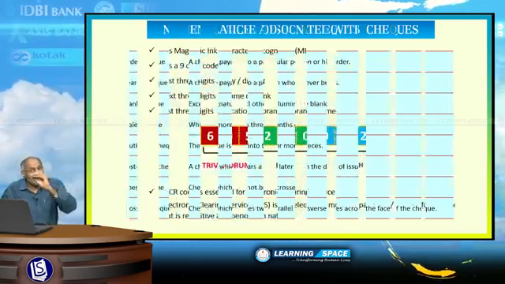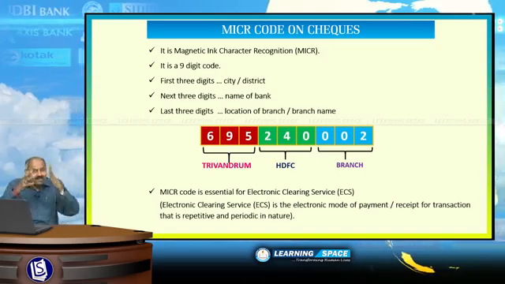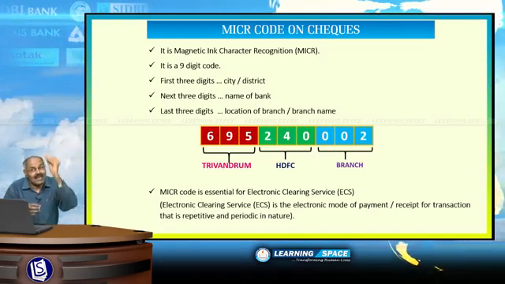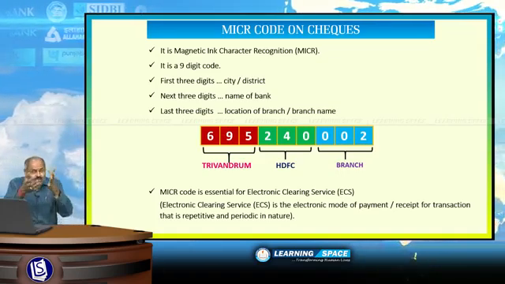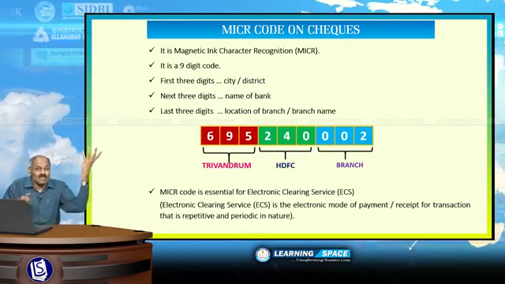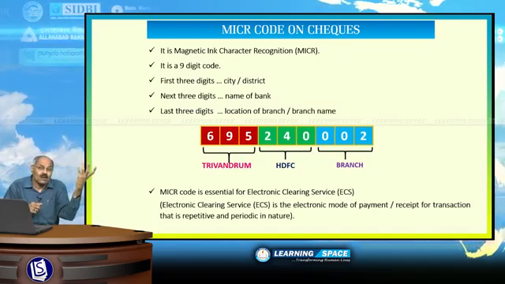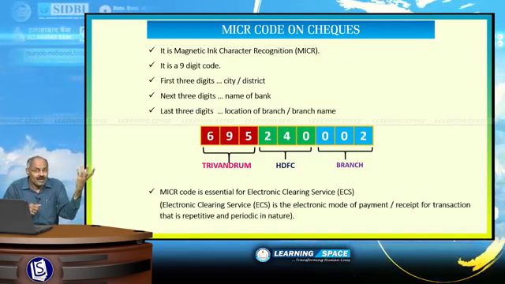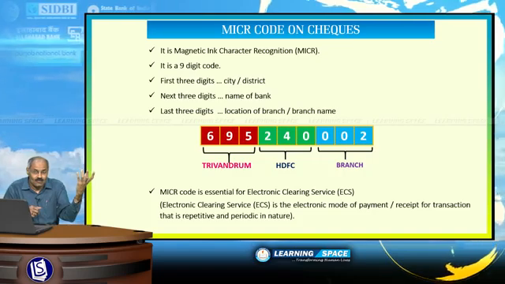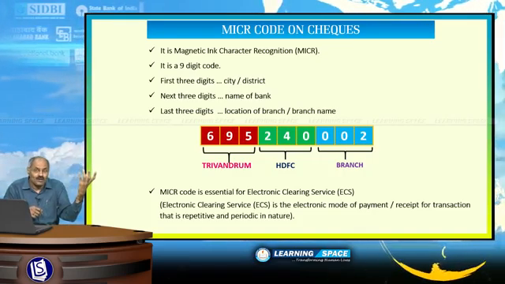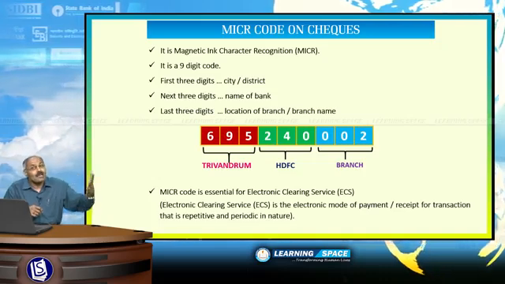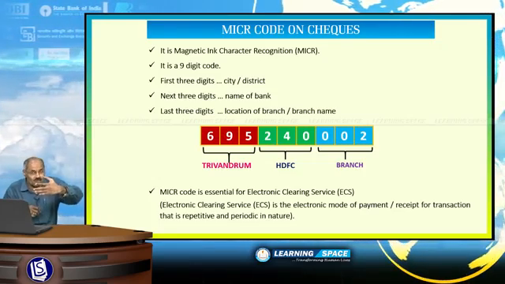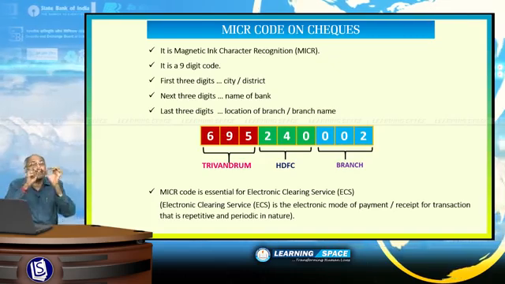And what is MICR code on checks? MICR code is magnetic ink character recognition. It is a 9-digit code, and please do not confuse it with IFSC code. IFSC code will have alphanumeric total 11 characters, and that is used for RTGS or NEFT purposes, and MICR code is a must on checks. MICR will have only 9 digits.